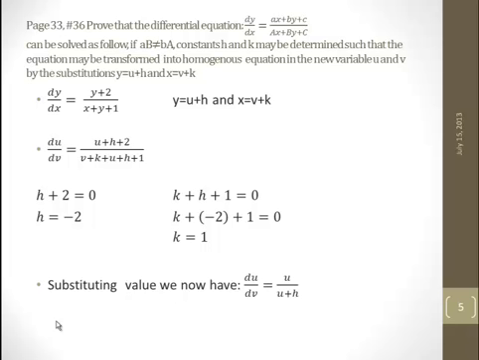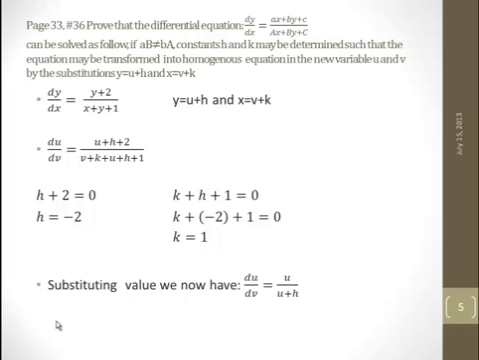So we have the equation dy/dx = (y + 2)/(x + y + 1). Substituting y = u + h and x = v + k, we now have du/dv = (u + h + 2)/(v + k + u + h + 1). So getting the values of h and k, we have negative 2 and 1.